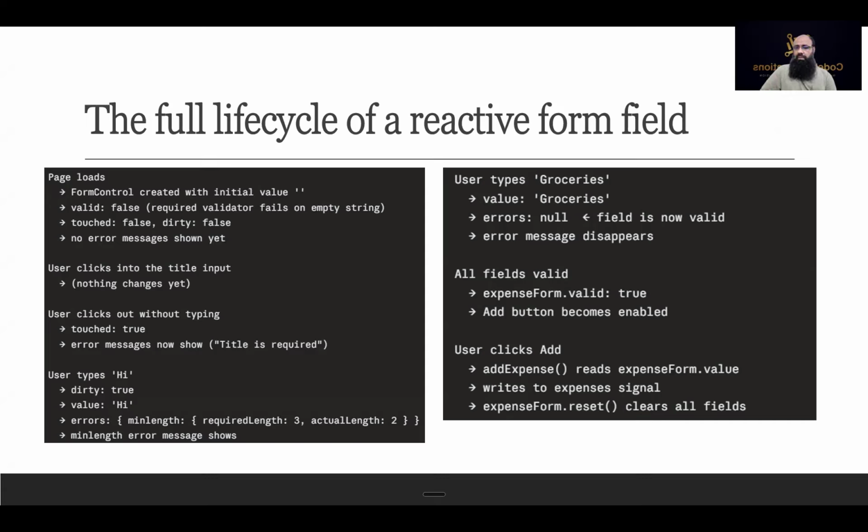and the add expense method within the TypeScript is called. What does it do? It reads all the expense form dot value, which I've already shown you in my previous slide, and writes to the expense signal within our TypeScript file. If there are any computed signals, those are calculated as well, and expense form dot reset is called to clear all the fields. I'm hopeful that you are able to follow along with me.